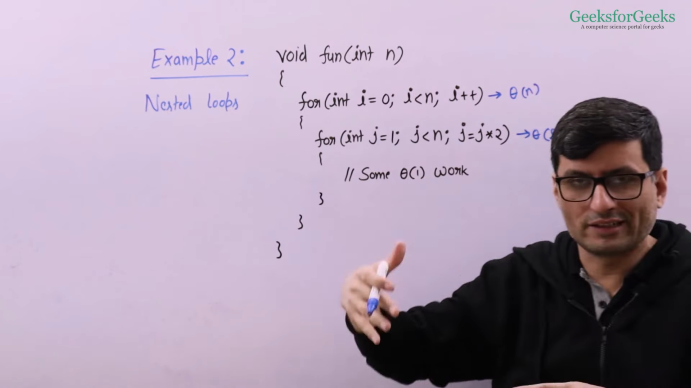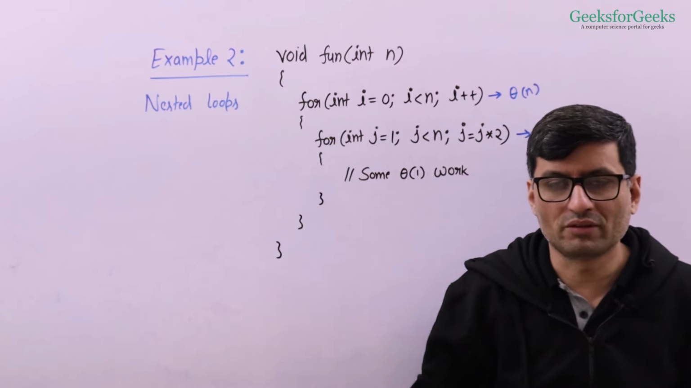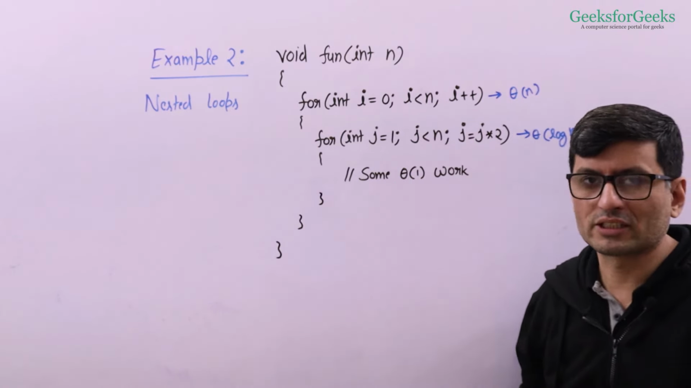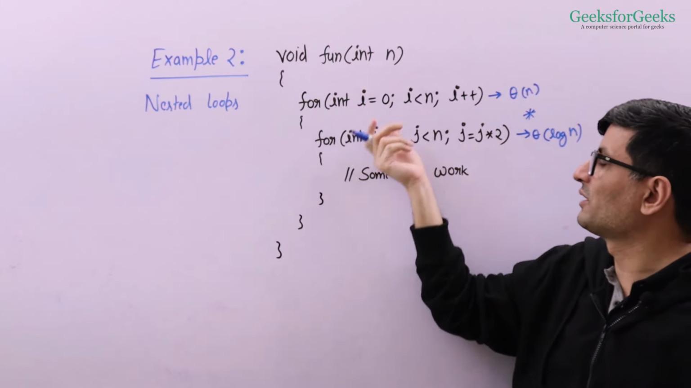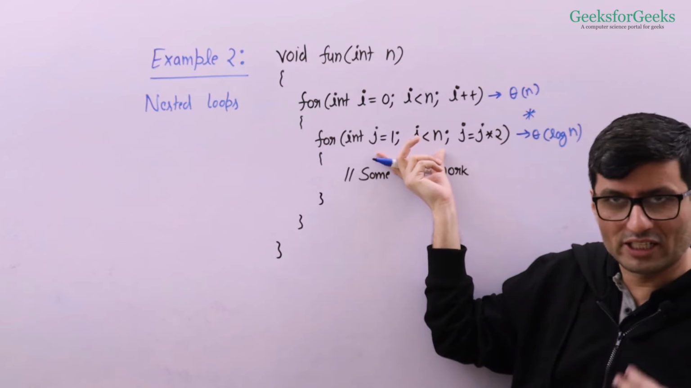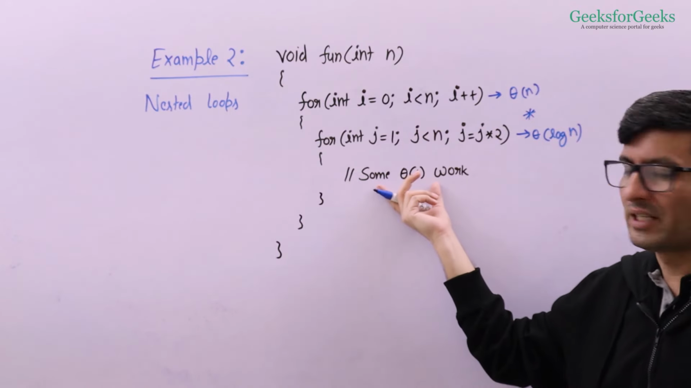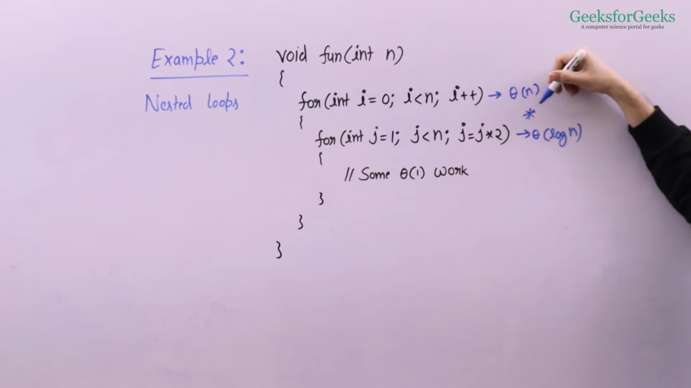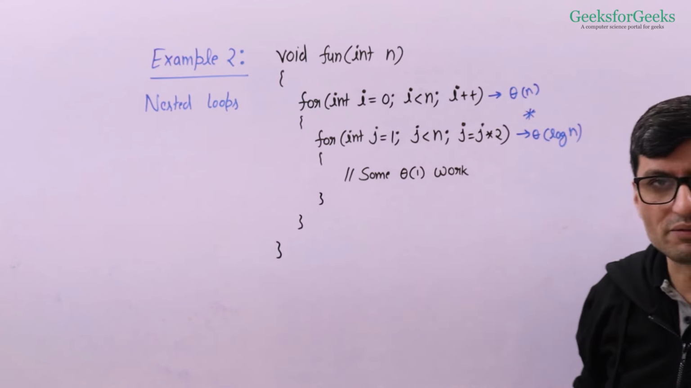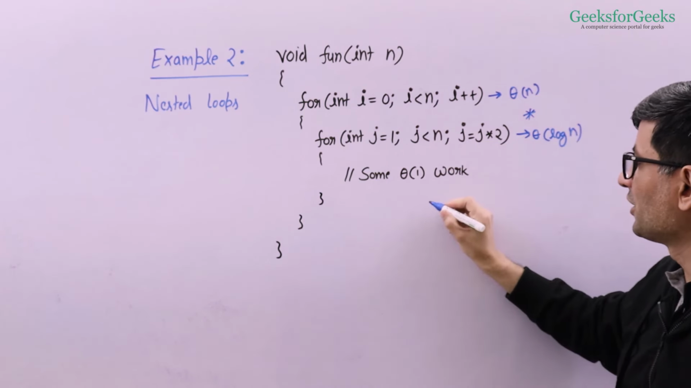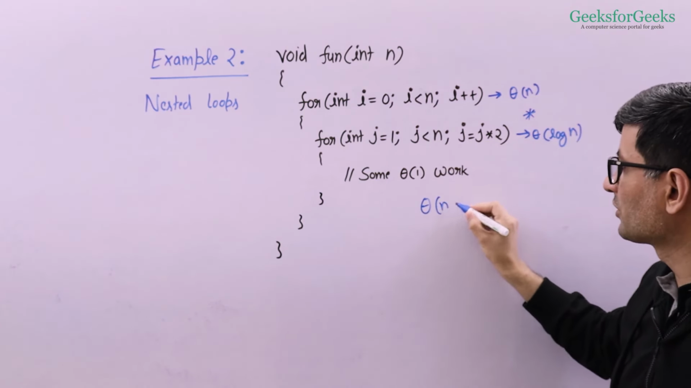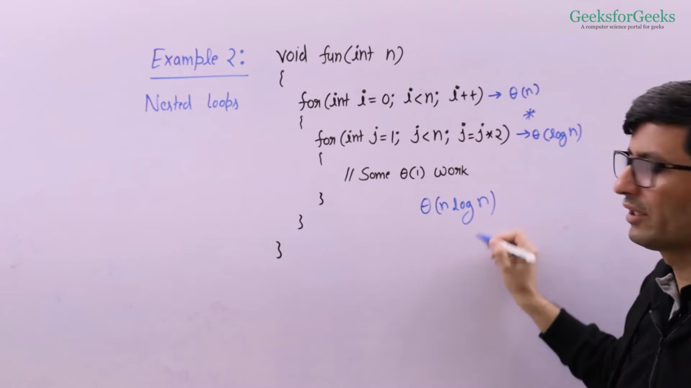When you have a nesting of loops, you simply multiply. When you have subsequent loops, you add. When you have nesting, you multiply. And you can guess it. It's going to run n times, and for every time, it's going to run log n times. So it has to be multiplied. If I add a printf statement, approximately n into log n times, this printf statement will print something. So the overall time complexity of this loop is going to be theta of n log n.